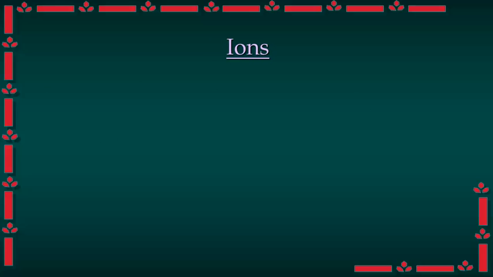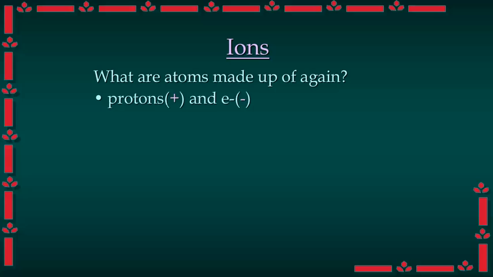All right, let's review. What are the two most important particles in an atom? I know there are three, but the third one, the latest one that we discovered, is not very important. Protons and electrons. Why? Because protons are positive and electrons are negative.